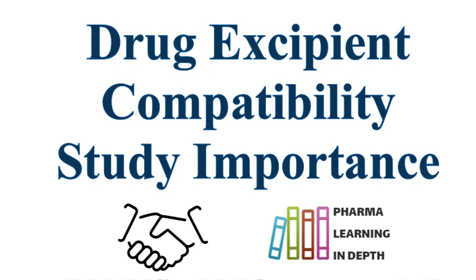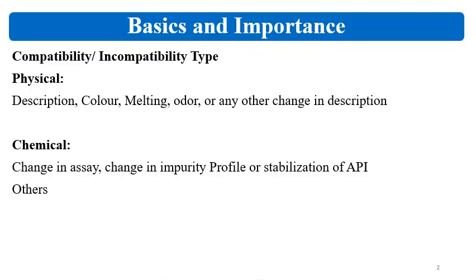DEC studies are performed during the research phase of the product development, and the compatibility between drug and excipient, or between drug and drug if it is a combination product, and sometimes between excipient and excipient, is evaluated. Also sometimes the compatibility of the drug with some excipients, excluding other excipients, is performed, and compatibility or incompatibility may be physical or chemical.